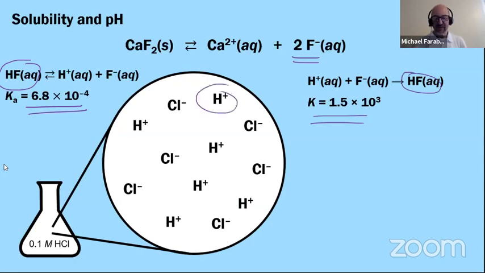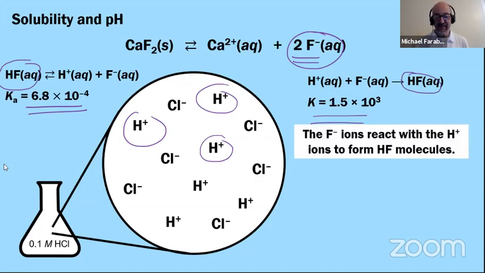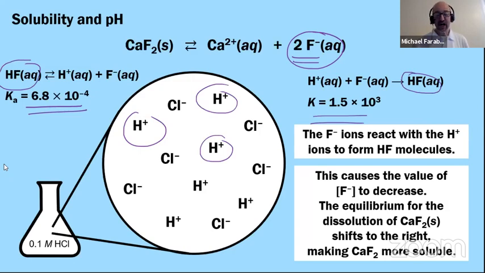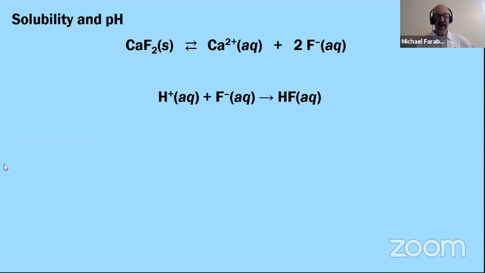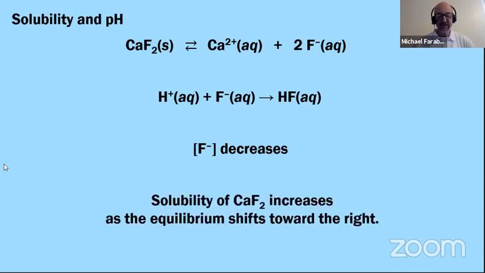So any H plus ions that are present are going to react with F minus ions, essentially going to completion. And that's going to cause the concentration of F minus to decrease. Now, according to Le Chatelier's principle, when you remove a product, then the equilibrium will shift toward the right, and that makes calcium fluoride even more soluble in an acidic solution like HCl than it would be in pure water. So to summarize, for solubility and pH, something like calcium fluoride, this reaction between the fluoride ion, which acts as a weak base, and the H plus ions or the hydronium ions from the acid causes the fluoride concentration to go down. Solubility increases as the equilibrium shifts toward the right.